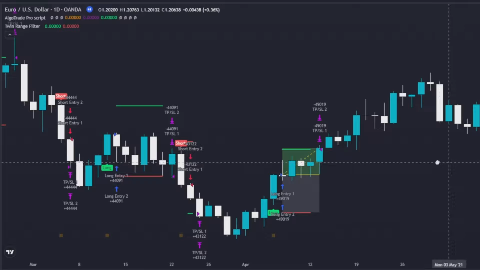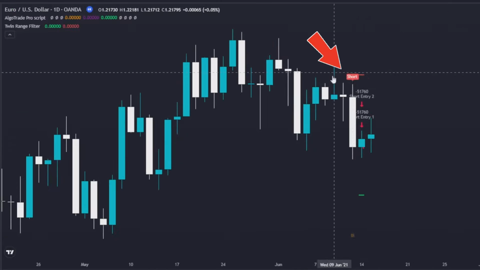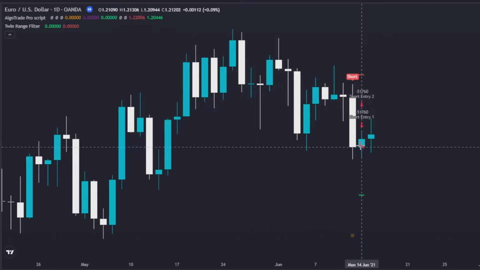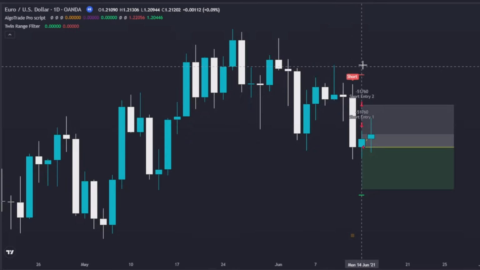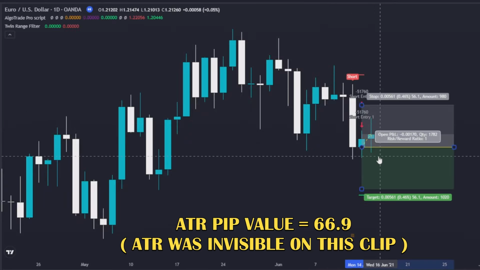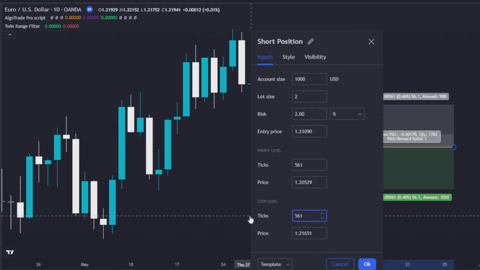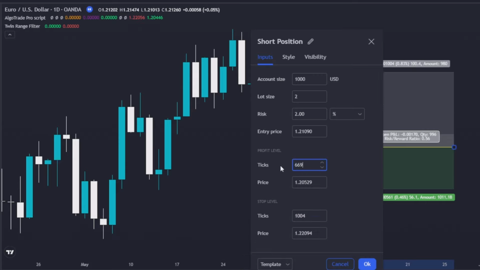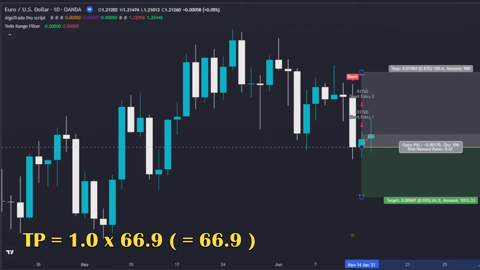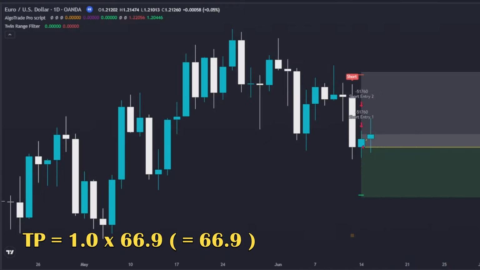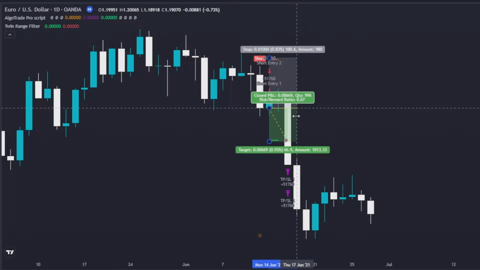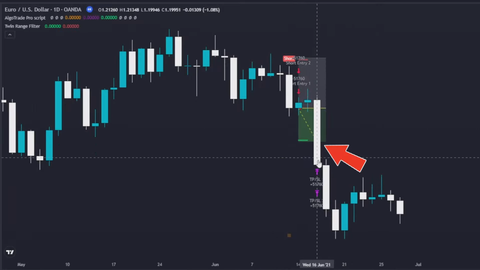After that long signal, the strategy gave a short signal. The algo considered the entry point after the closure of the signal candle given by the Twin Range Filter. The stop loss value is 1.5 times the ATR pip value, in this case 1.5 times 66.9, which is 100.4 pips. And for the take profit, the value is 1 times the ATR pip value, so in this case 66.9 pips. This trade will be a profitable one too, the take profit was hit here.